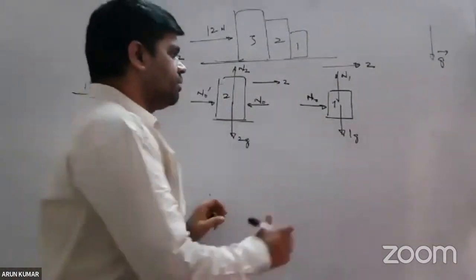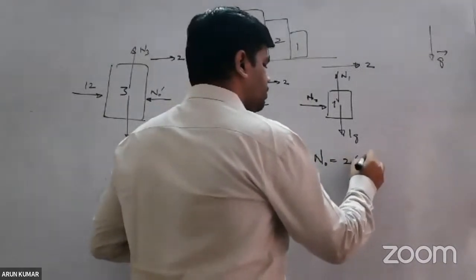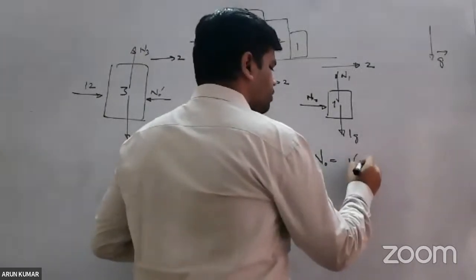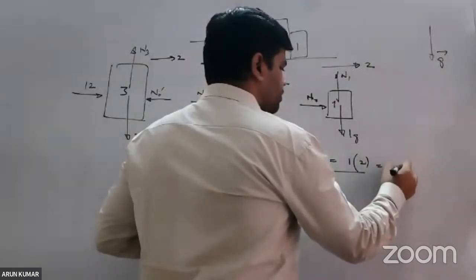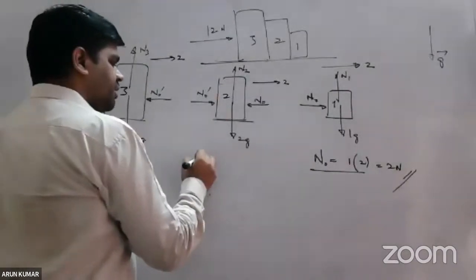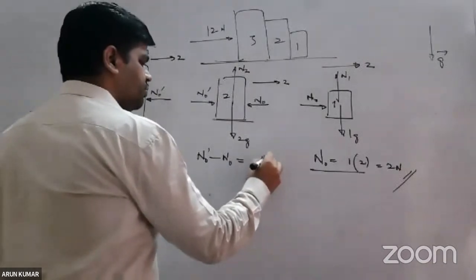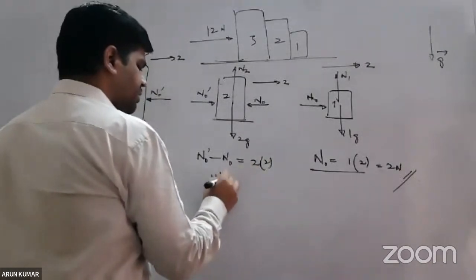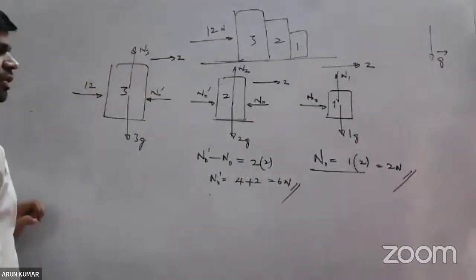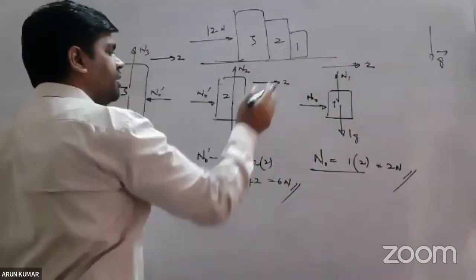N naught is equal to mass into acceleration, 1 into 2, so 2 Newton. For the next block, considering N naught prime minus N naught is equal to 2 into 2. So N naught prime is equal to 4 plus 2, which is 6 Newton. So I got N naught prime and N naught, the reaction between 1 and 2, and the reaction between 2 and 3.